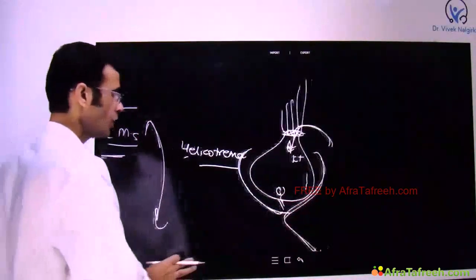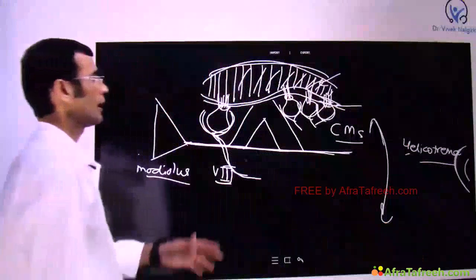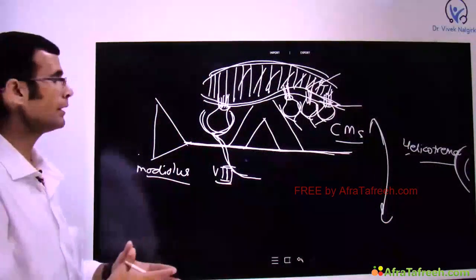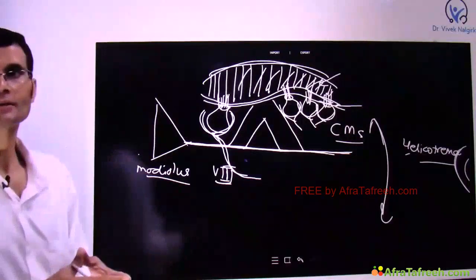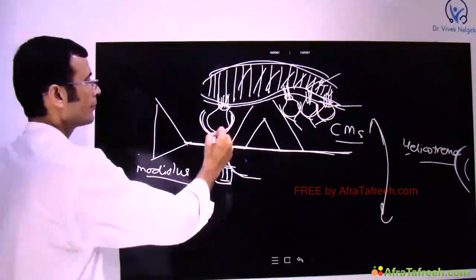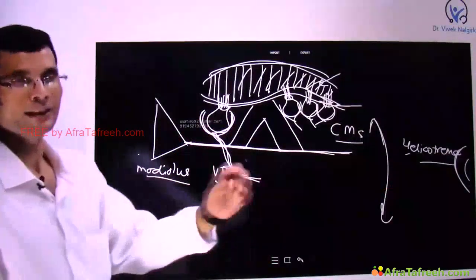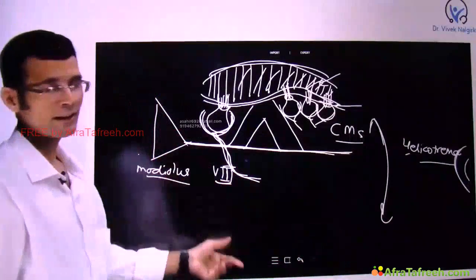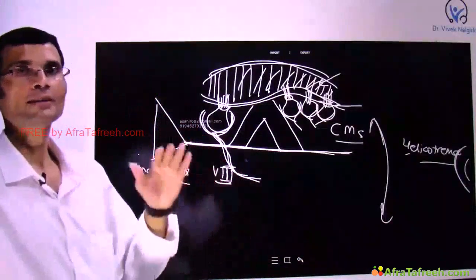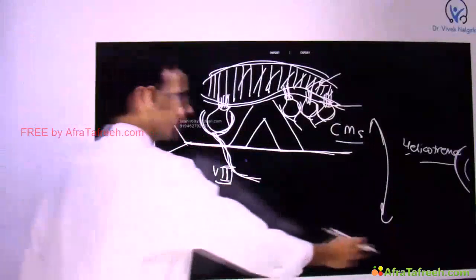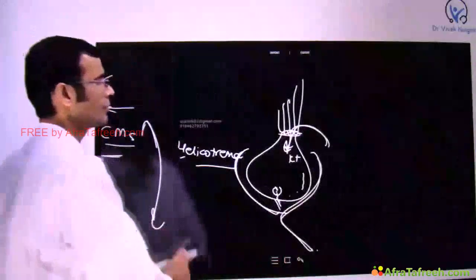So this is how the sound wave, the pressure in the sound wave, is converted into electrical potential. And finally, the 8th cranial nerve fiber, the cochlear nerve or auditory nerve, will take the impulses to the auditory cortex in the temporal lobe. That is when we will hear the sound. So that's the mechanism of hearing.